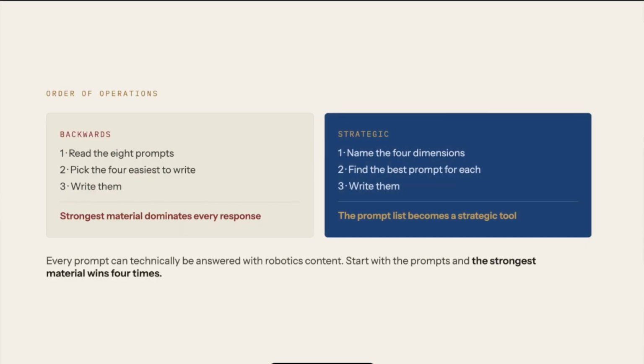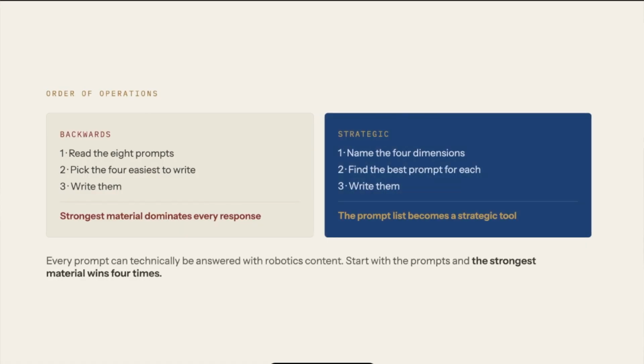The mistake most families make is they start with the prompts. They read all 8, they pick the 4 that seem easiest to write, and then they write them. That backwards process is exactly why you end up with 4 PIQs about robotics. Every prompt can technically be answered with robotics content if the student is deeply enough involved. So if you start with the prompts, the strongest material dominates every response.